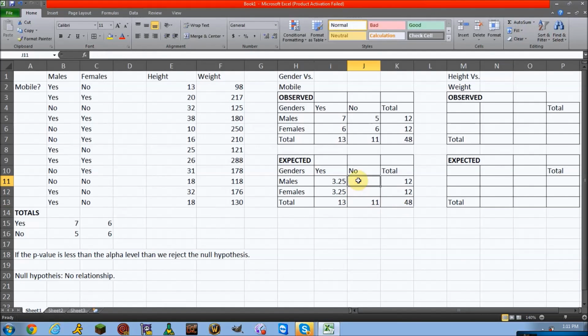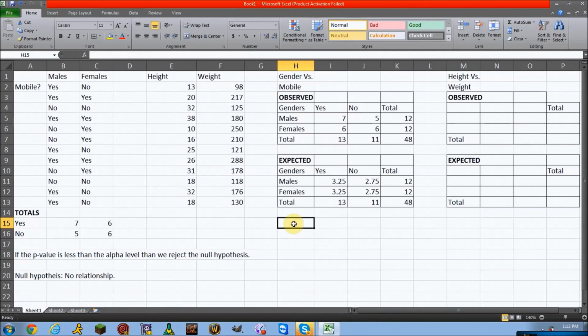Same thing over here. Equal, we're going to click our first number, multiply, divide, enter, again equal, times our row and column total, and divide by our grand total. So there we go. Now we have our expected values. These are our expected values.